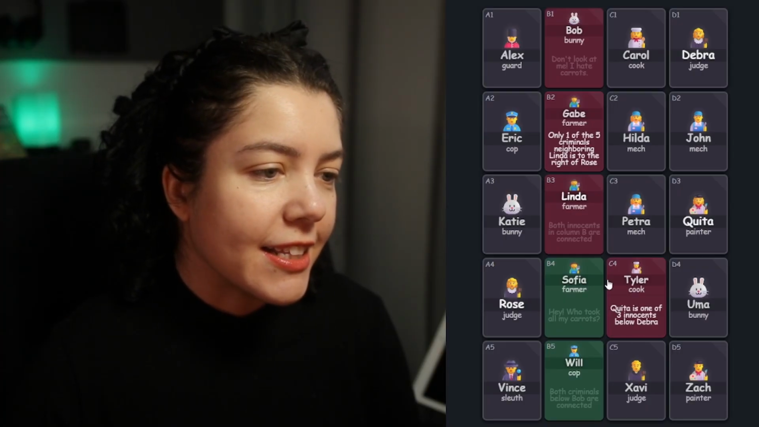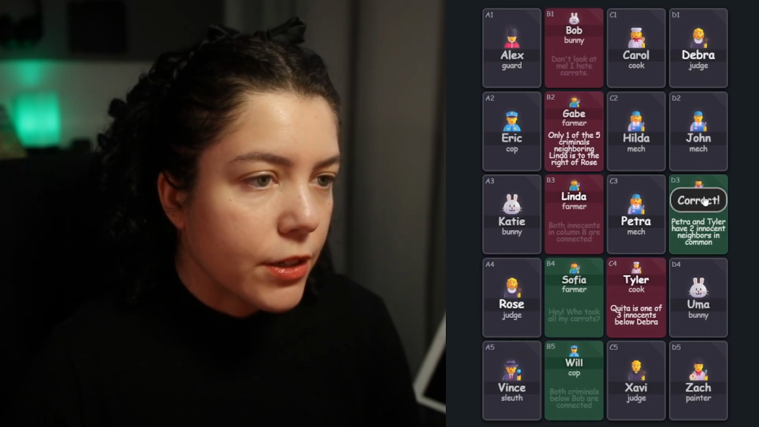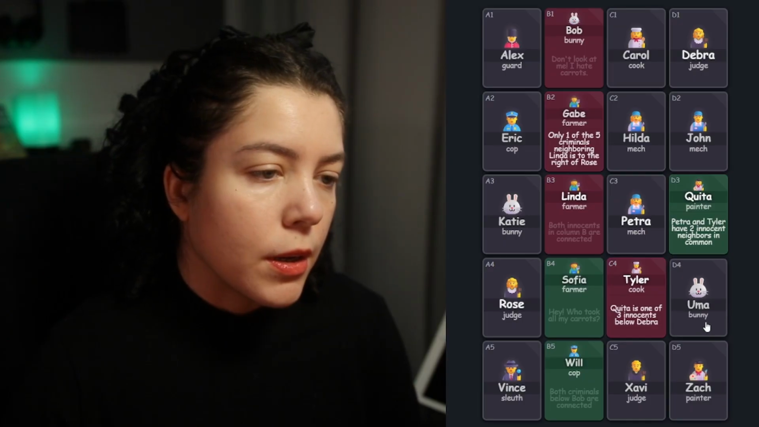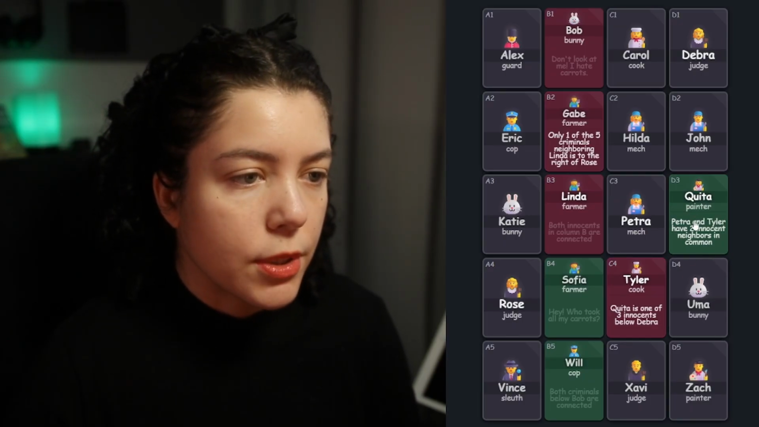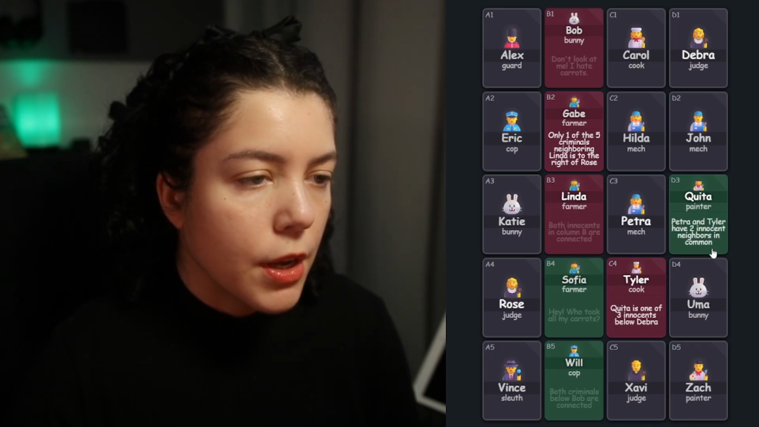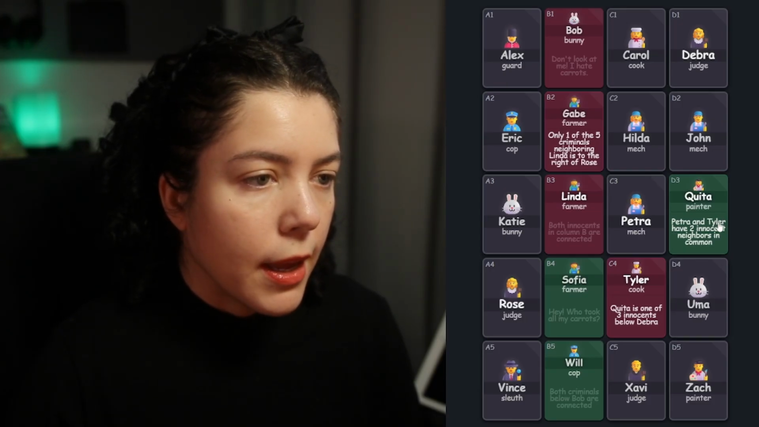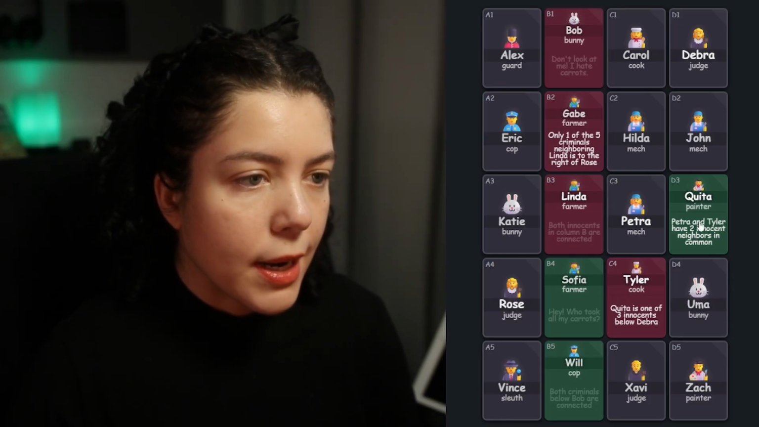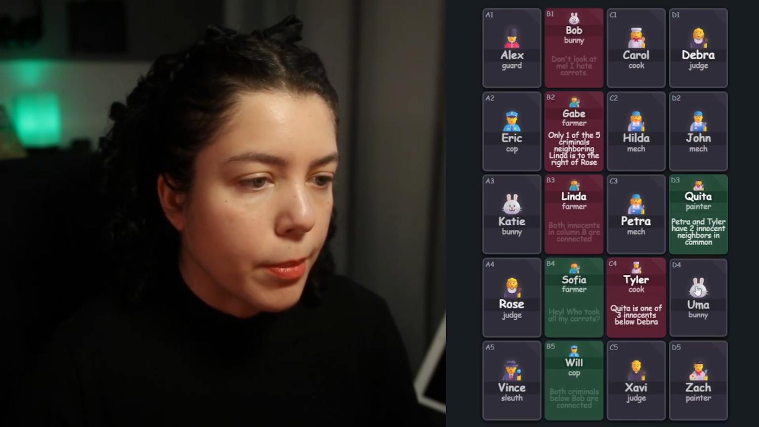Tyler says that Kita is one of 3 innocents below Deborah. So, Kita is an innocent, and there's 2 more below Deborah. There's 3 more people. So, 1 criminal below Deborah. Kita now says that Petra and Tyler have 2 innocent neighbors in common. So, Petra and Tyler have 4 neighbors in total in common, and 2 of them are already innocents. That's Kita and Sophia. So that makes the last neighbor that we don't know about a criminal.